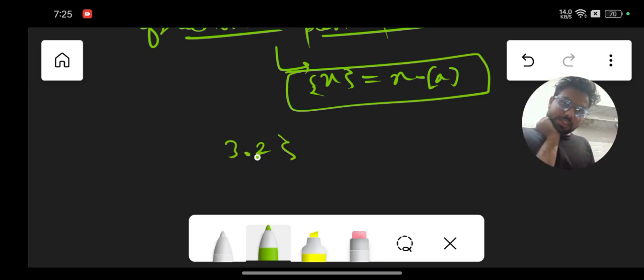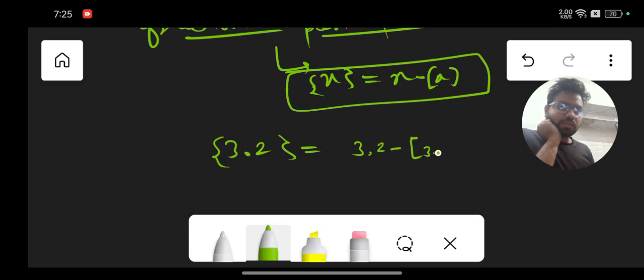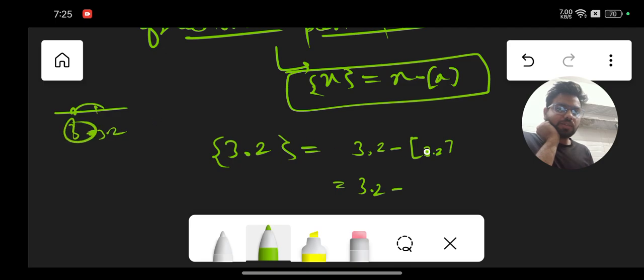The fractional part of 3.2, what is its value? The fractional part of x will be equal to x minus [x]. So x will be 3.2, minus what is the value of [3.2]? This 3.2 remains the same, and the value of [3.2] is 3. So 3.2 minus 3, the answer is 0.2. So 0.2 is the value of the fractional part of 3.2.